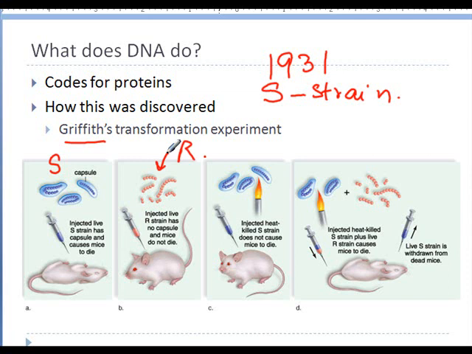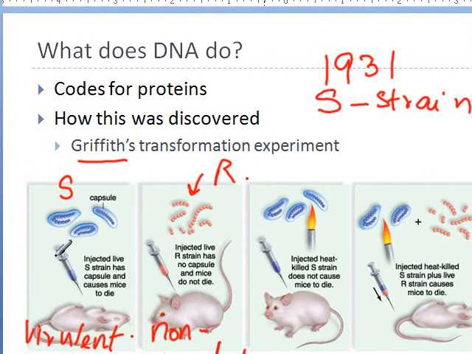Under the microscope, the S strain bacteria have a capsule, but the R strains do not. And when Griffith injected mice with the S strain of the bacteria, the mice died. And when he injected mice with the R strain, they did not die. So he said that the S strain is the virulent strain because it causes the disease, and the R strain is the non-virulent strain because it does not cause the disease, and the animal was able to live. Does that make sense so far?